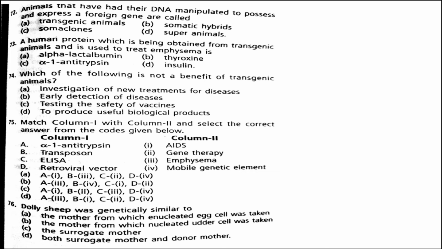Next, Dolly sheep was genetically similar to A, the mother from which a nucleated egg cell was taken, B, the mother from which nucleated udder cell was taken, C, the surrogate mother, D, both surrogate mother and donor mother. And the answer is option B.